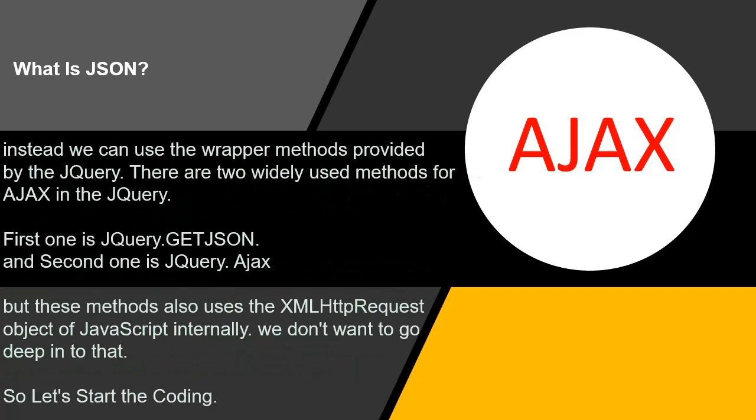So instead, we can use the wrapper methods provided by jQuery. There are two widely used methods for AJAX in jQuery. First one is jQuery.getJSON and the second one is jQuery.ajax. But these methods also use the XML HTTP request object of JavaScript internally. We don't want to go deep into that, so let's start the coding.